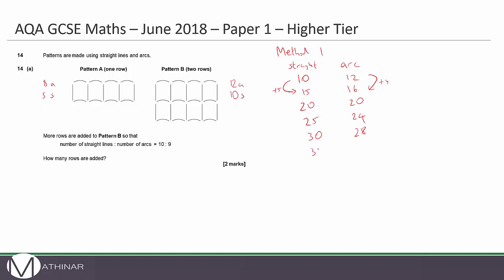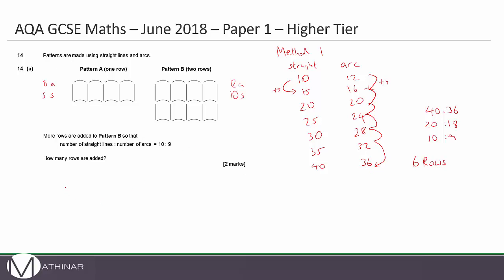So keep going. 35, add 4 is 32, add 5 is 40, and then add 4 is 36. This is a multiple of 10, and this is a multiple of 9. Now, what is the ratio of 40 to 36 simplified to? That does simplify to 10 to 9. So this is the one that we are after. So the question is, how many more rows are added? So from here to here, that's 1 row, 2, 3, 4, 5, 6 rows. So that's your answer. Your answer is 6 rows.